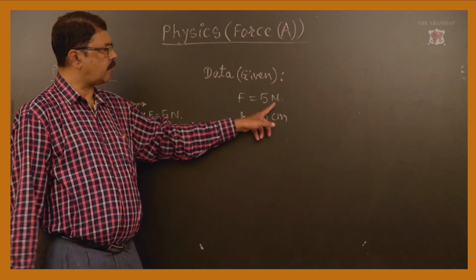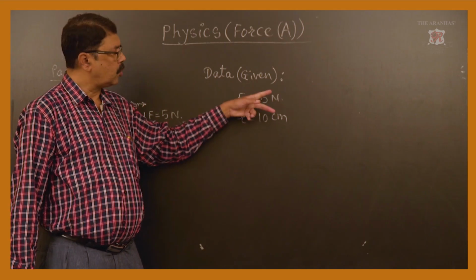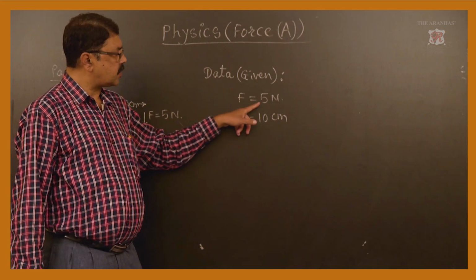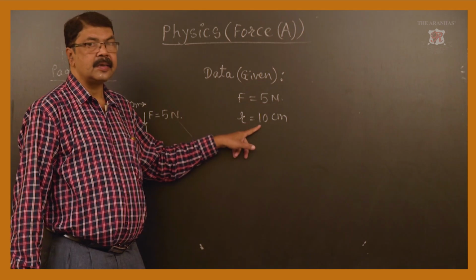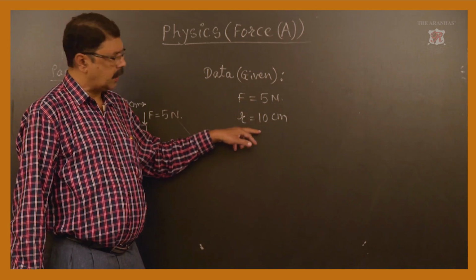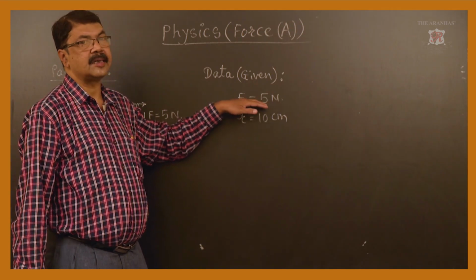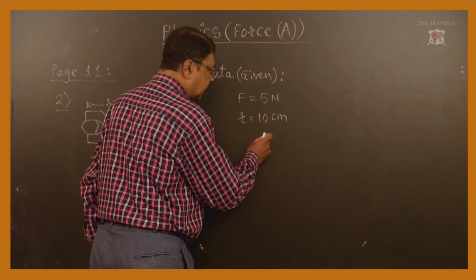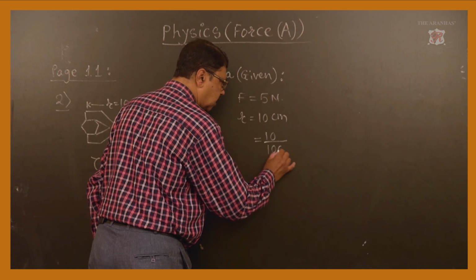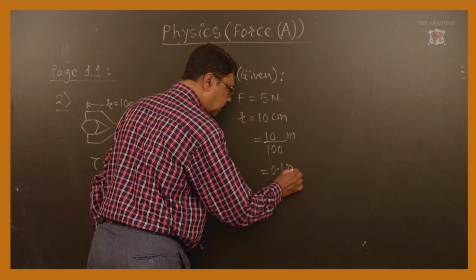If this was given in dyne and this was in centimeter, you would have directly substituted the values. But this is in SI, this is in CGS. So you have to convert one of them. It is generally the convention that you try to bring the quantities in SI system. So I am converting this centimeter to meter, that is 0.1 meter.